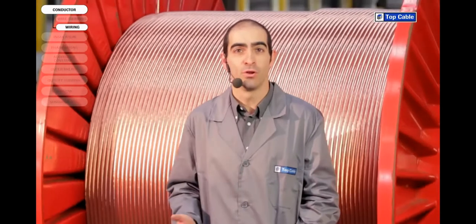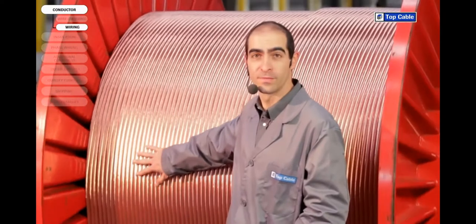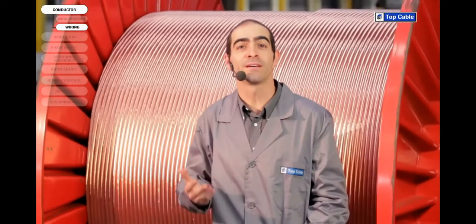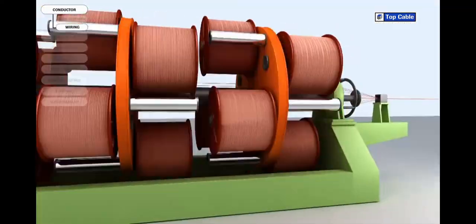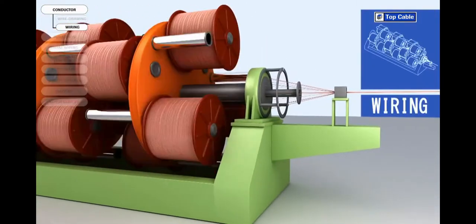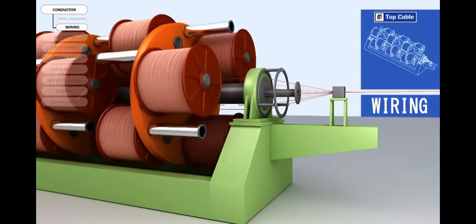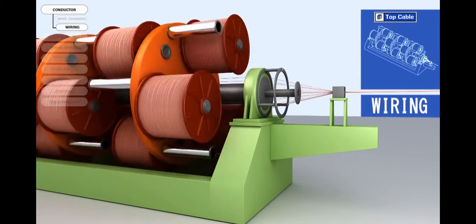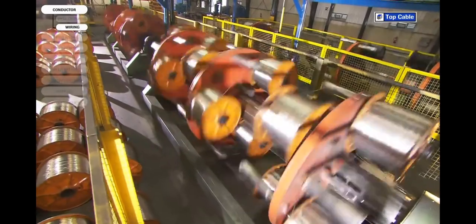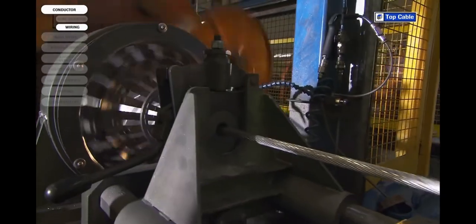After the wire drawing, the copper wires are grouped together to make conductors. This process is called wiring. During the wiring process, conductors with different cross-sections are made. For example, a cross-section as small as 0.5 millimeters squared to 240 millimeters squared, 400 millimeters squared, or even higher for larger current capacities. The machine used to make the cables depends on the cross-section of each conductor.